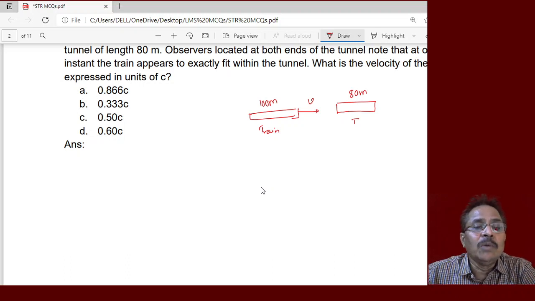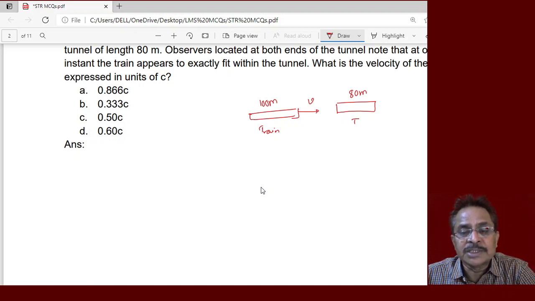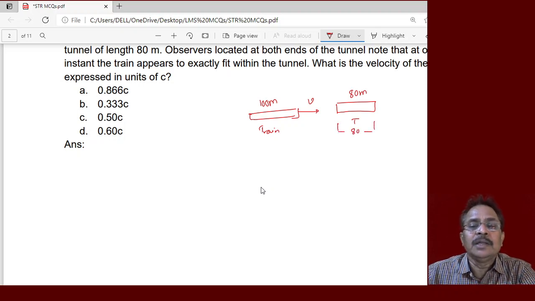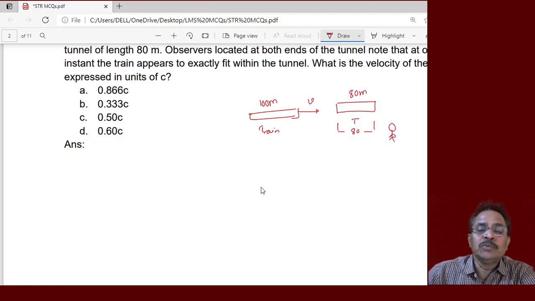Observers located at both ends of the tunnel note that at one instant the train appears to exactly fit within the tunnel. So as this train is traveling through this tunnel, at one instant this observer finds the train's length to be 80 meters, that is, it is completely engulfed by this tunnel. What is the speed required for this train to appear to have a length of 80 meters rather than 100 meters for this observer? The observer is here, observing the motion of this train.